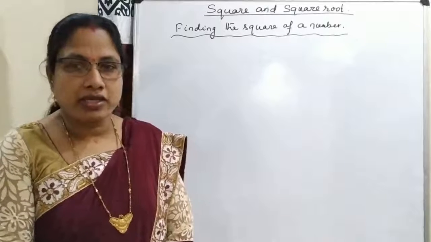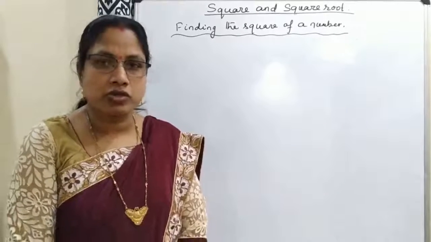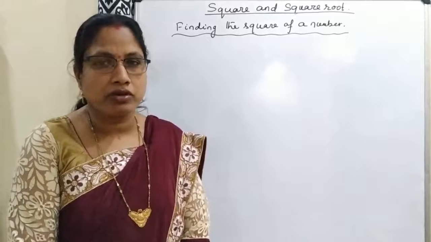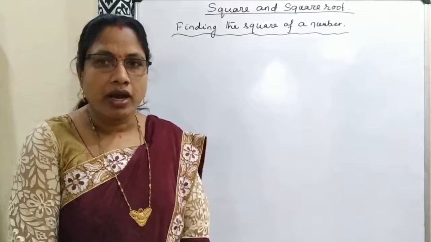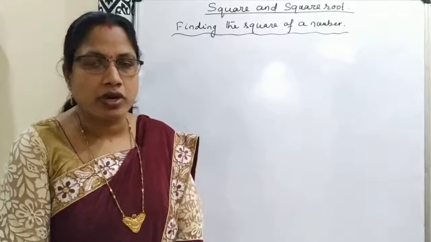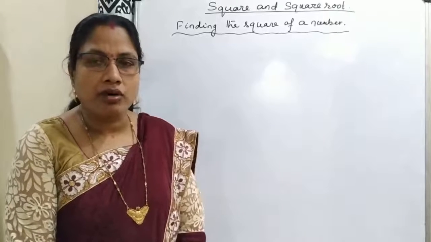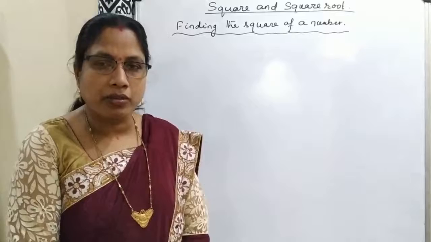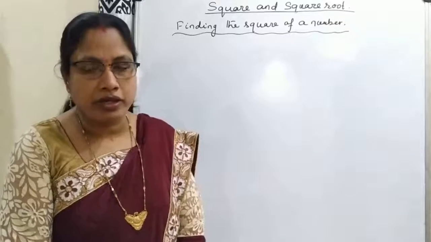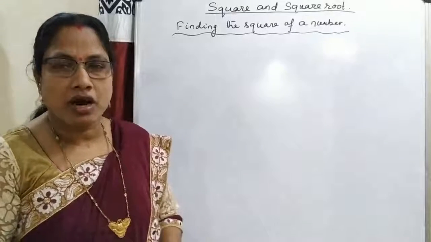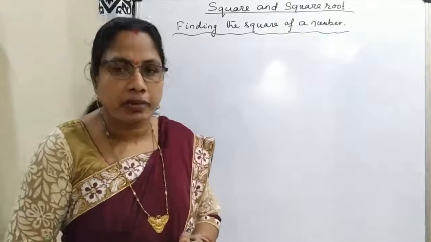Students, in our last class of the chapter square and square root, we have discussed the square of a number and the properties of a square number. In this section, we shall discuss how to find the square of a number and about Pythagorean triplets. So first, how to find the square of a given number.